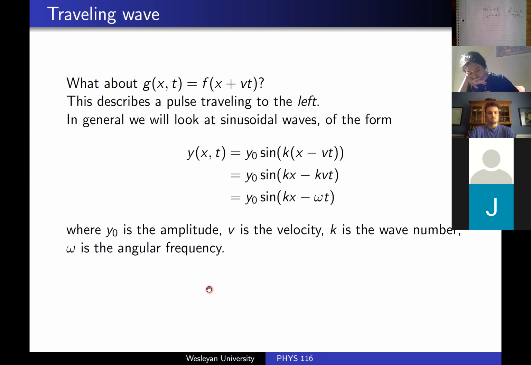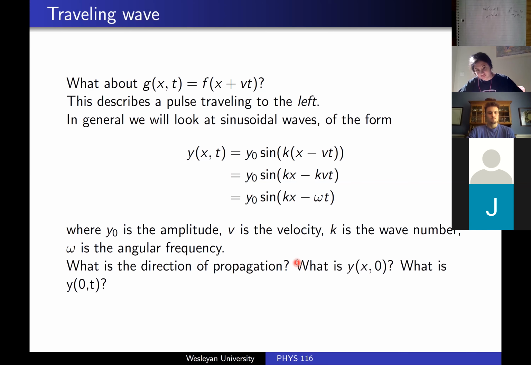So the terminology here is, in this case, I'm writing y as a function of x and t. We're going to be writing stuff like electric field as a function of x and t. The factor out front is the amplitude. v is the speed of the wave. k is the wave number, which we'll show is related to the wavelength. And omega is the angular frequency.